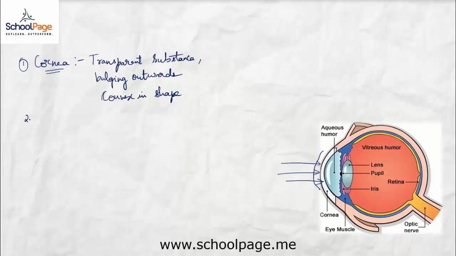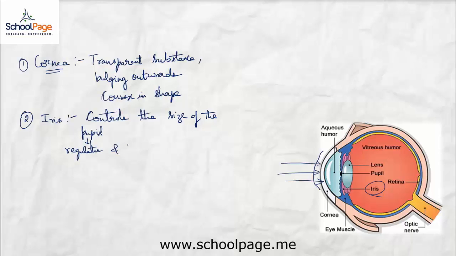And the second important part of the eye was the iris. The iris controls the size of the pupil. So if the iris controls the size of the pupil, what does the pupil do? The pupil regulates and controls the amount of light entering the eye.